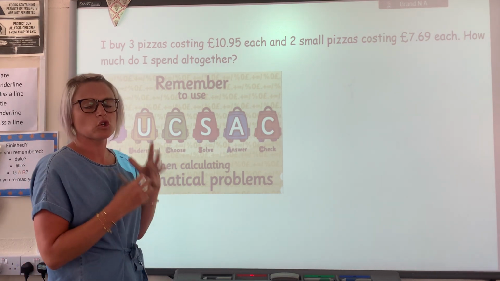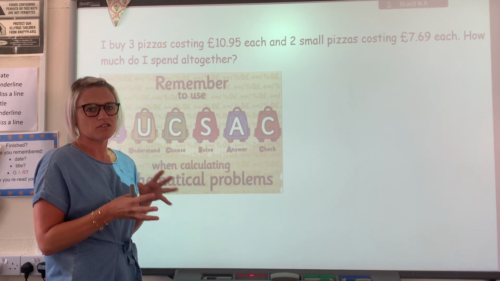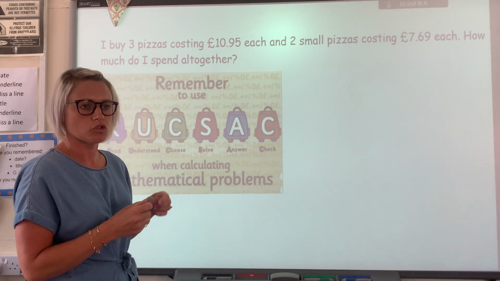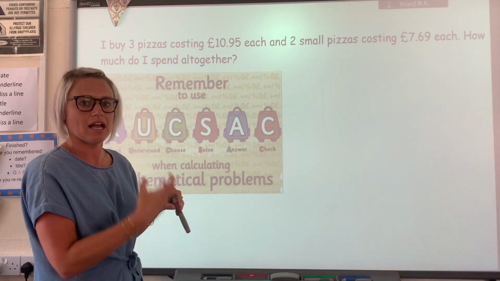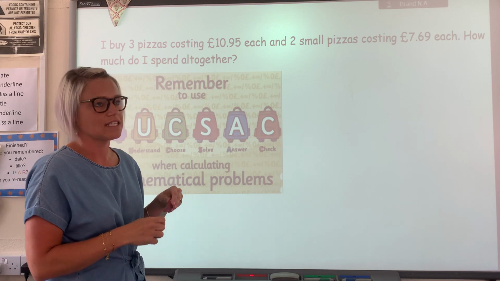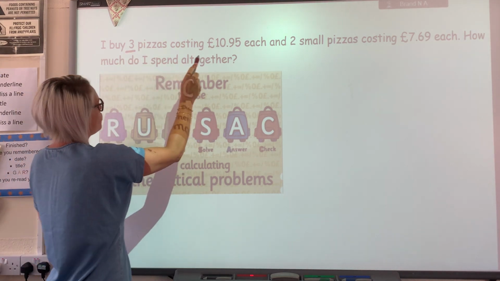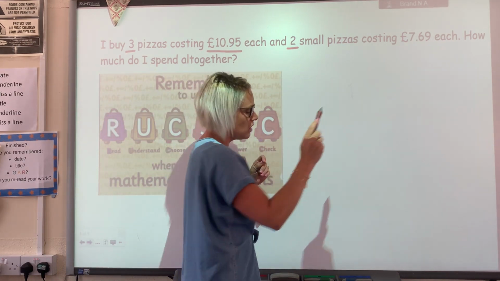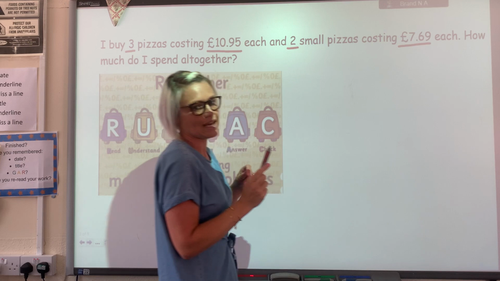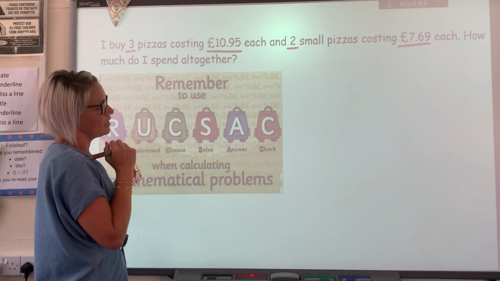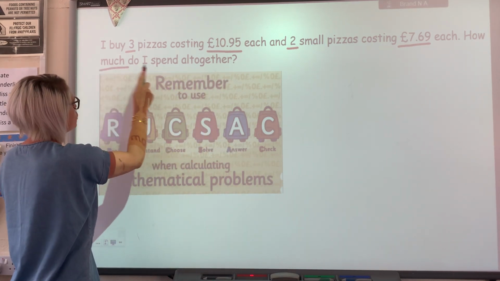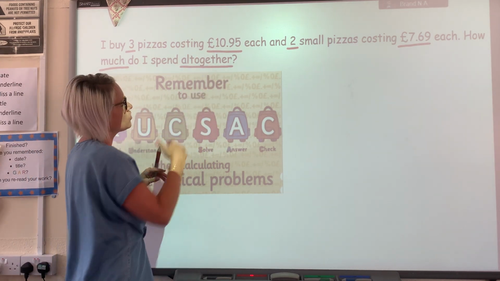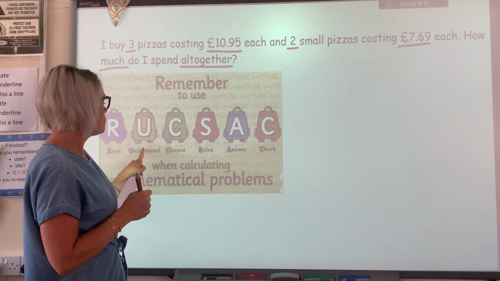What do you think is important? Is it important that we're talking about pizzas? Do we think yes or no? No, of course it isn't. It's normally the numbers that are important to us, and a few of the words at the end that will help us to understand what it is it's asking us to do. So I'm going to underline my 3, my £10.95, my 2 and my £7.69. And then the key words that we need are how much have I spent altogether. We'll hear that word a lot, altogether. So we've understood and we've underlined.